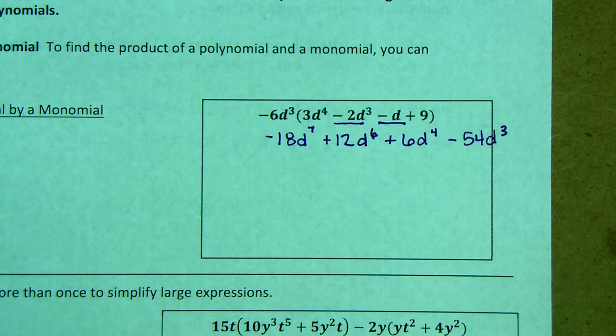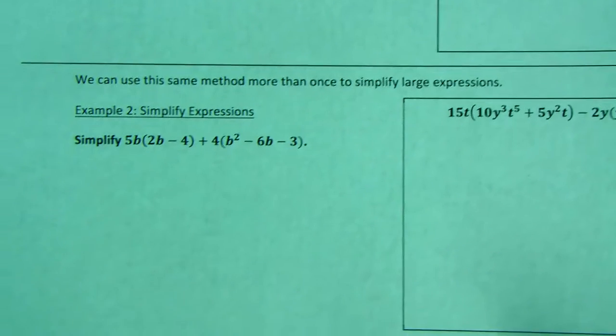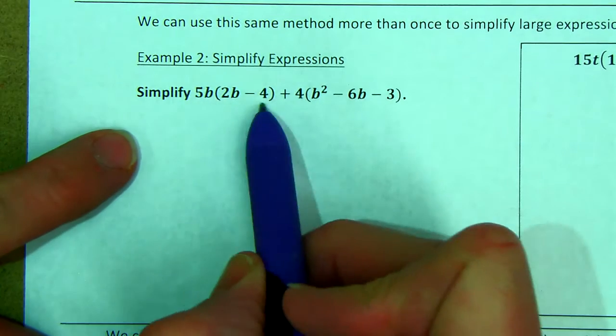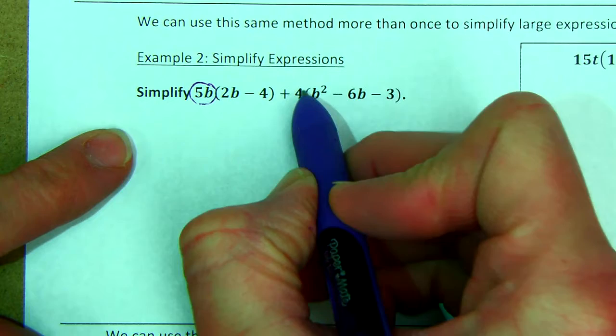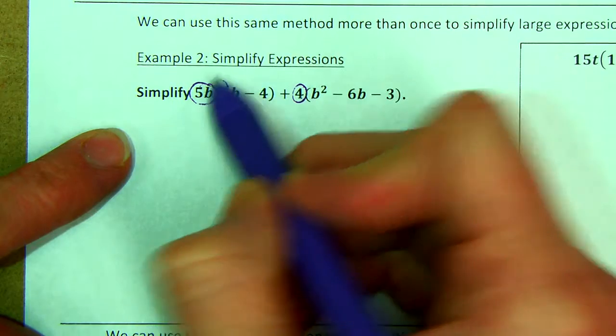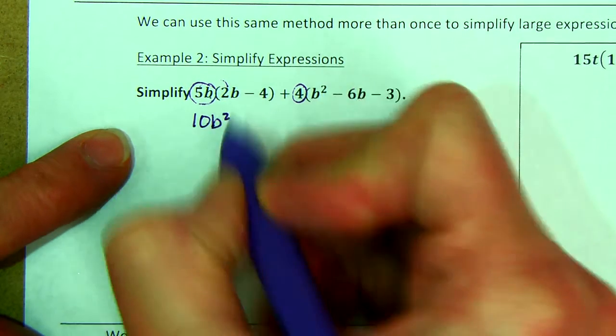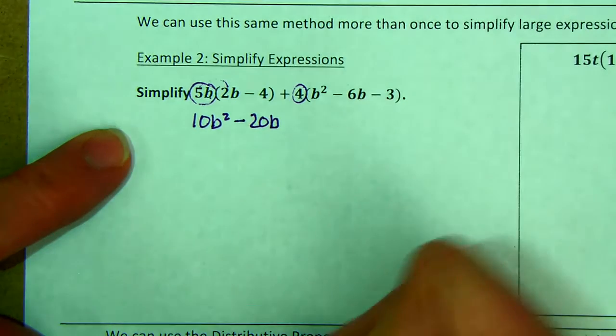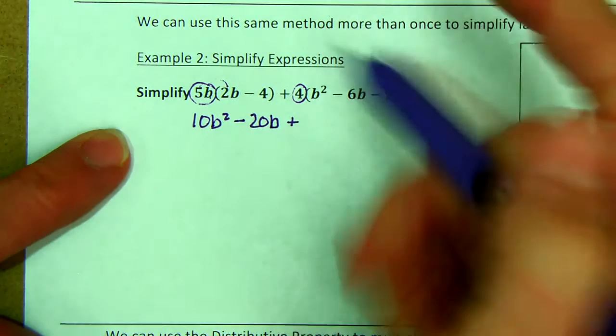Shouldn't end up with any like terms, but always double check towards the end and make sure that you're okay. All right, so then what happens when we have 2 things? Okay, so we're taking it a step harder. We're going to actually have 2 multiplications, and then we add them in the end. So you see how this is a binomial multiplied by 5b, and this is a binomial multiplied by 4. So my step would be to distribute both of them first. So this would be 10b squared, because we have 2 b's. And then negative, because 5 times negative 4 is negative 20b, plus, and now I'm going to do this one over here. So 4b squared minus 24b minus 12.